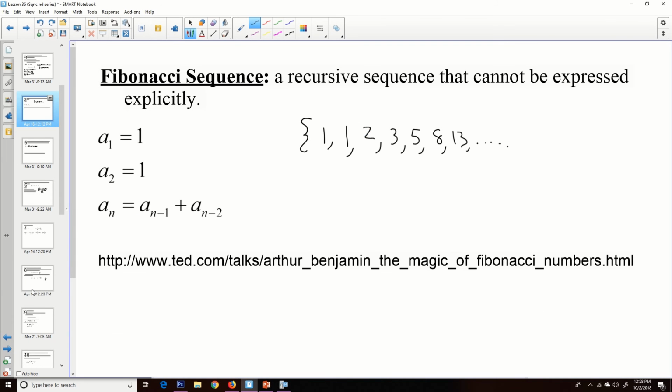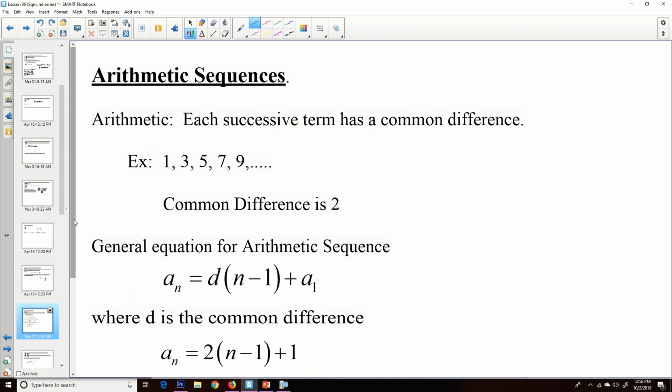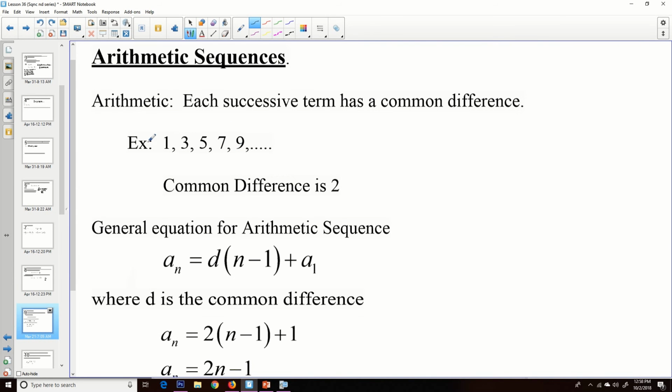In an arithmetic sequence, that difference does not change. So I have an arithmetic sequence here, and the difference between 9 and 7 is 2. The difference between 7 and 5 is 2. The difference between 5 and 3 is 2. And the difference between 3 and 1 is 2. We call that a common difference. It has the same difference, and that is the key point of an arithmetic sequence. You have to have that same difference each time.